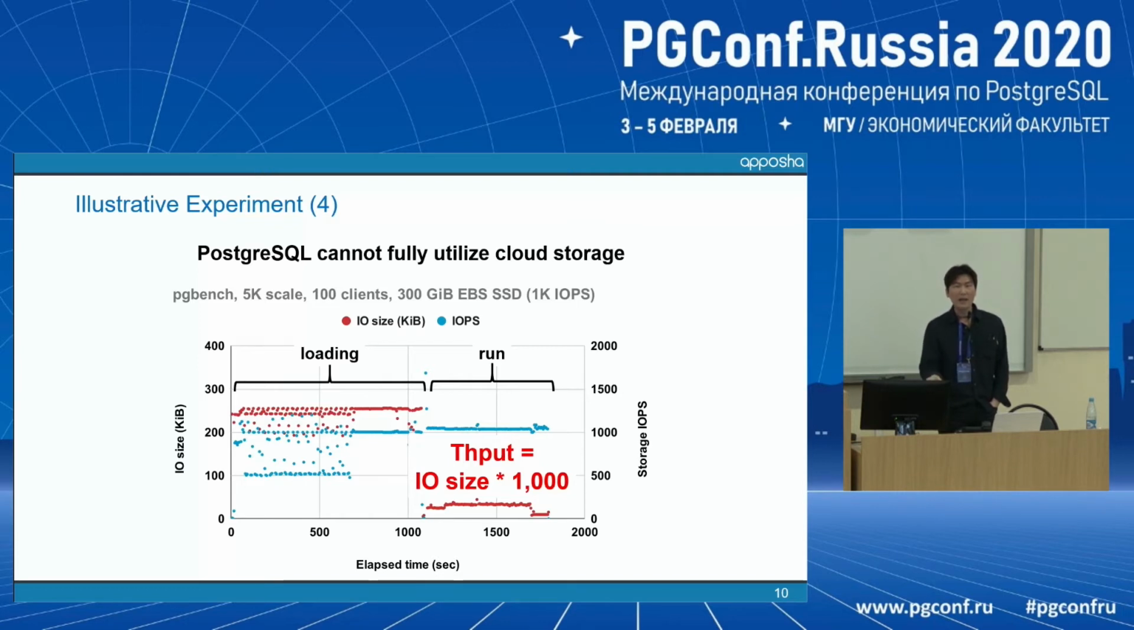That's why when I ran pgbench, there are many small random writes. So, for example, if PostgreSQL issues an 8 kilobyte write, then it can get only 8 megabytes per second, even though this storage can provide 250 megabytes per second top.